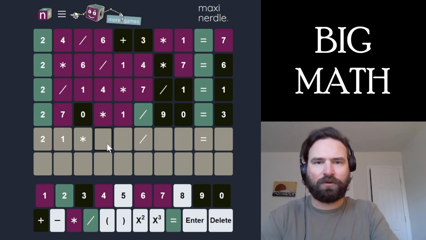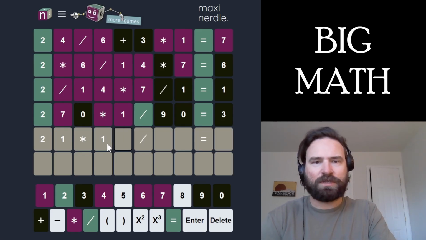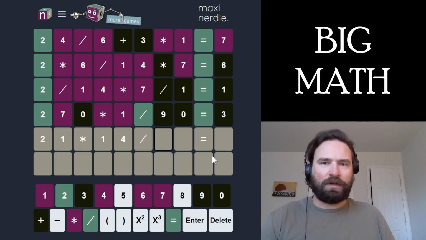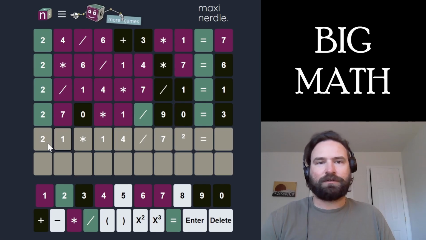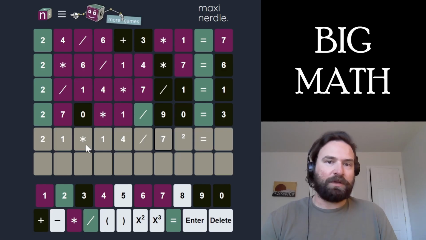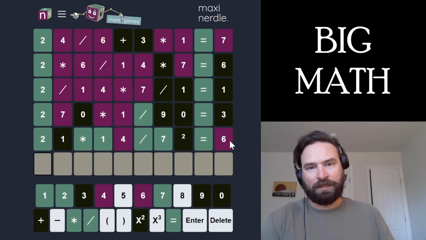This is a cool equation. I like it. 21 times 14, and then I'm going to divide by 7 squared. So if you think about the factors of 21 and 14, you got a 7 and a 3, a 7 and a 2. And then I'm dividing by 2 7s, so the 7s are going to cancel. So 7 times 3 times 7 times 2 divided by 7 times 7 is just going to end up being 2 times 3, which is 6.